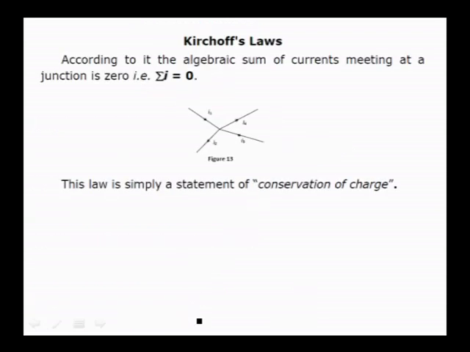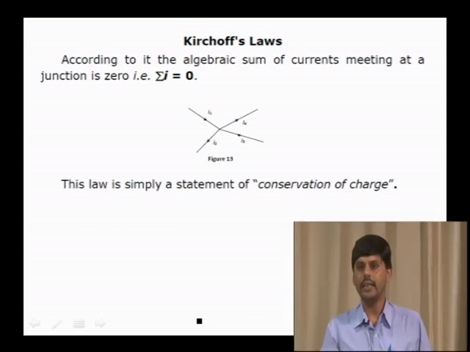Next we will move on to the Kirchhoff laws. According to it, the algebraic sum of the currents meeting at a junction is 0. Mathematically, we can write ΣI = 0. In the diagram given, some of the currents are entering the node, some of the currents are leaving the junction, but the algebraic sum of the currents at this junction should be equal to 0. That is the meaning of the sigma I.